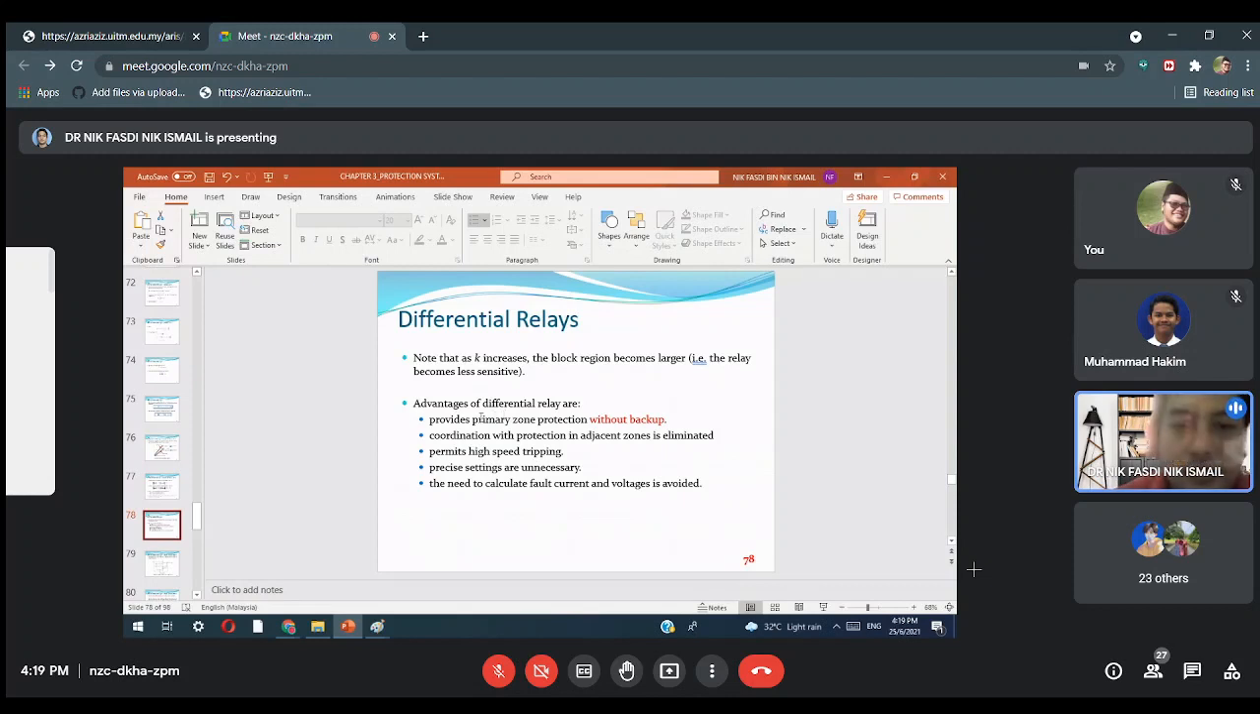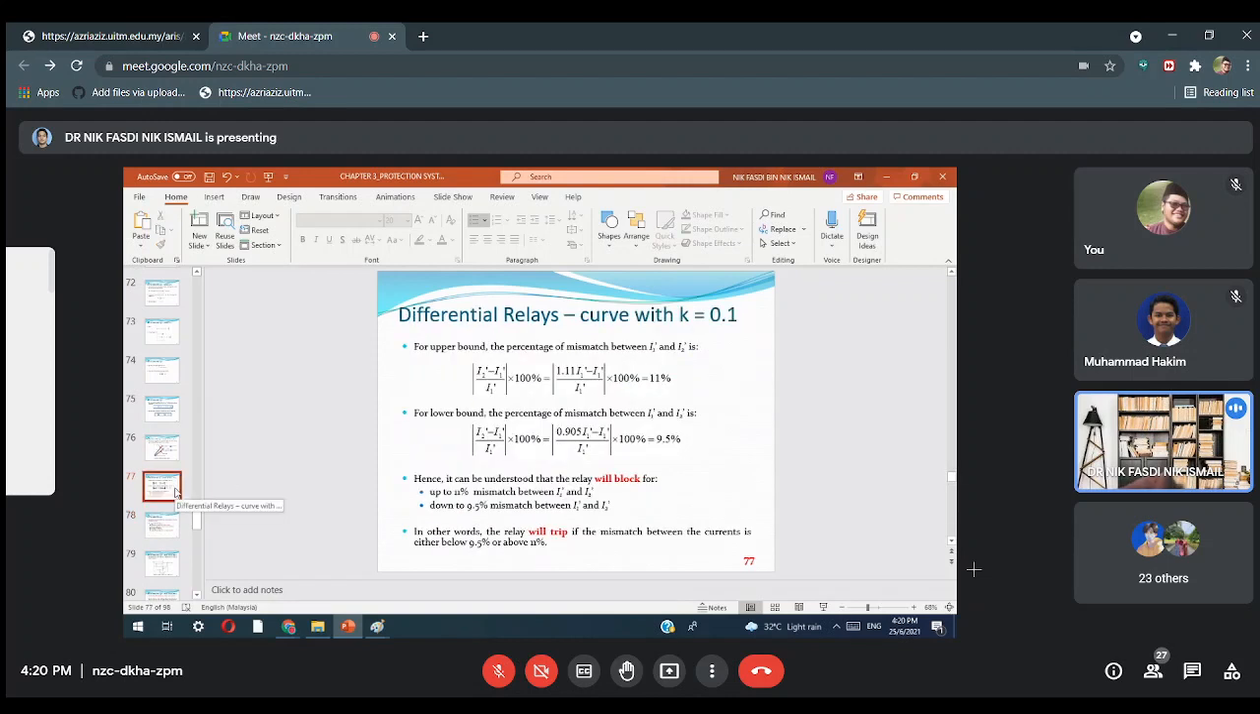Alright. Advantages of the differential relay are: it provides primary zone protection without backup; connection with protection in the adjacent zone is eliminated; it permits high-speed tripping; precise settings are unnecessary; and the need to calculate fault current and voltage is avoided. So the story now is easy because they are based on the mismatch of the current, the current going in and the current going out, based on this diagram.